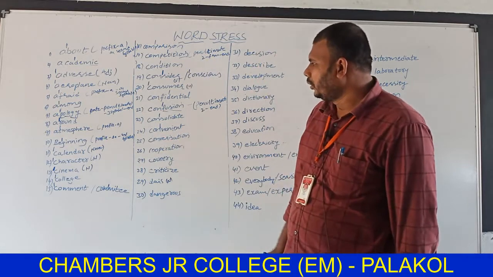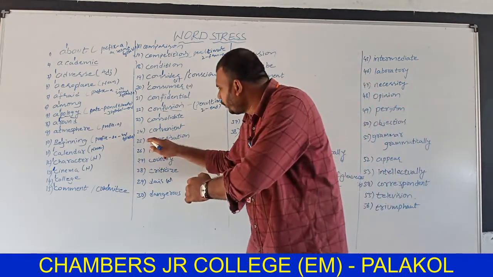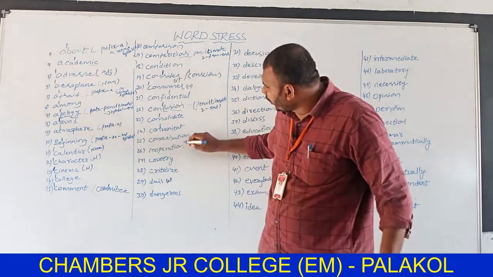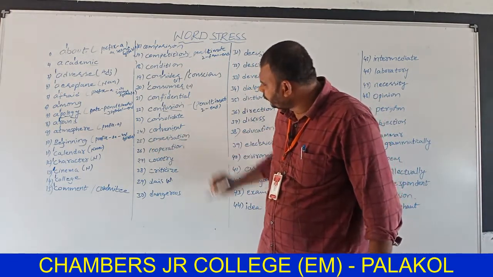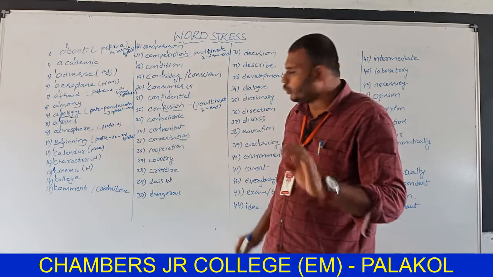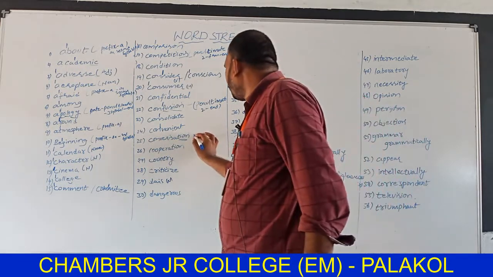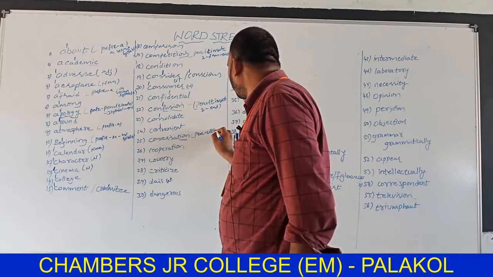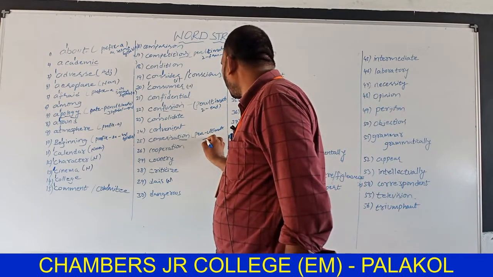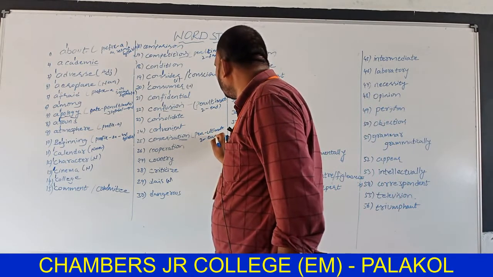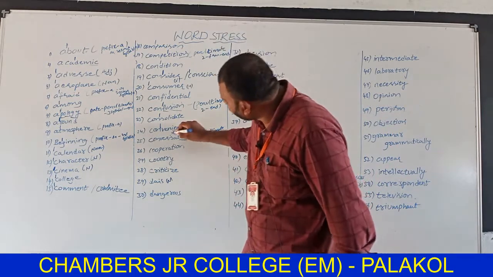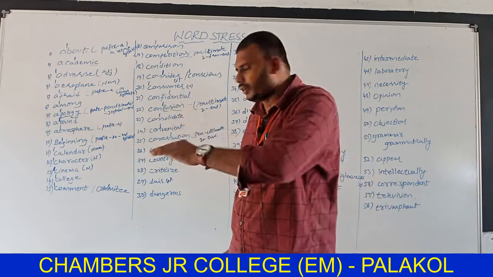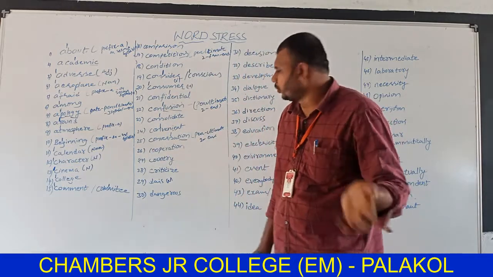But here, come to the silver jubilee word, that means 25. Conversation. Though the word begins with the prefix CON, here there is an extra suffix ION. So whenever the word ends with ION, it takes stress on the penultimate syllable. Penultimate means second syllable from the end. So where should we put the stress mark? S. Conversation. So S is the penultimate syllable here.